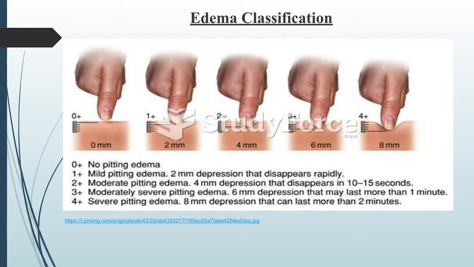Edema can be classified according to the depression and how fast this appears. Mild pitting edema is a 2 mm depression that disappears rapidly. Moderate pitting edema, 4 mm depression that disappears in 10 to 15 seconds. Moderately severe pitting edema, 6 mm depression that may last more than 1 minute. Severe pitting edema, 8 mm depression that can last more than 2 minutes.